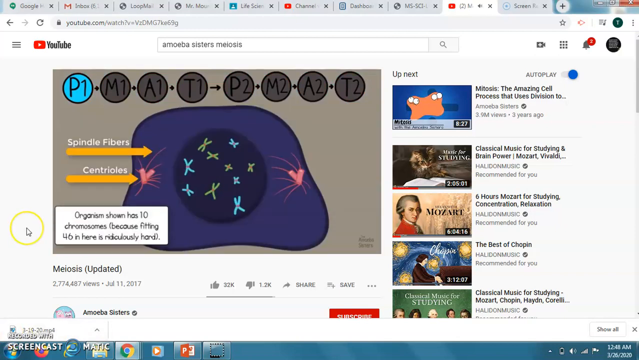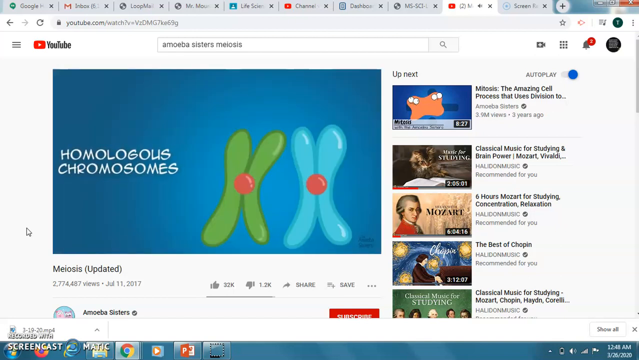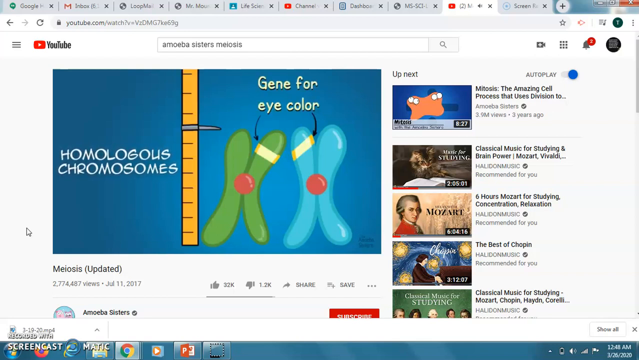Chromosomes are going to condense and thicken. They are actually going to line up with their homologous pairs. The word homologous means that the chromosomes are approximately the same size and they contain the same types of genes in the same locations. They're going to match up.